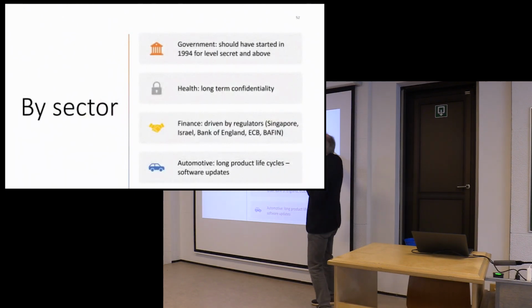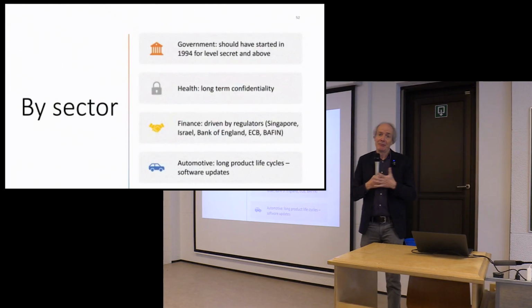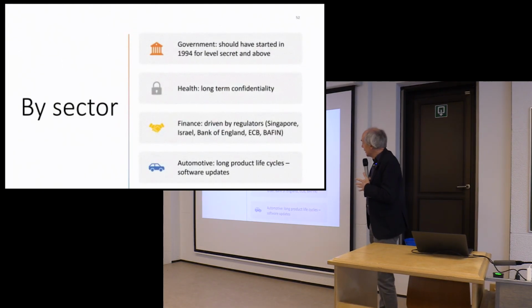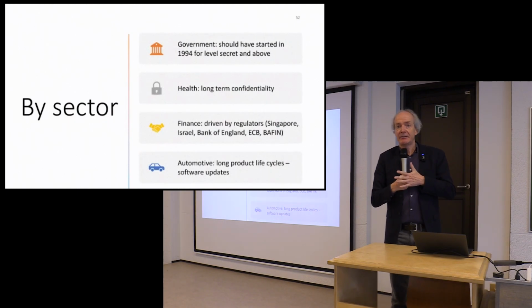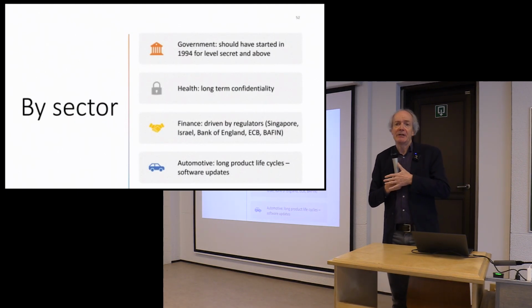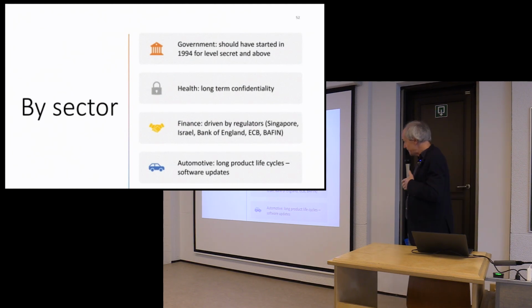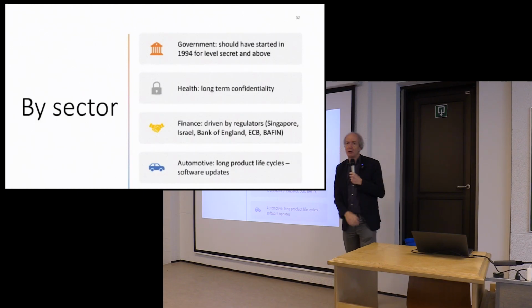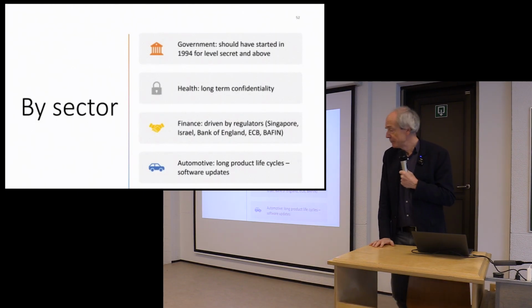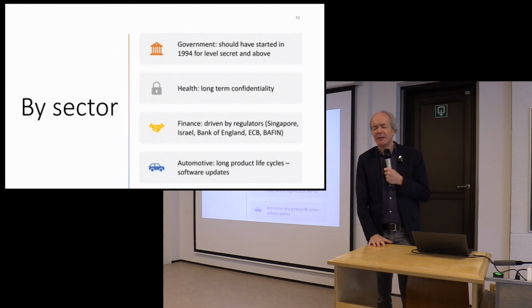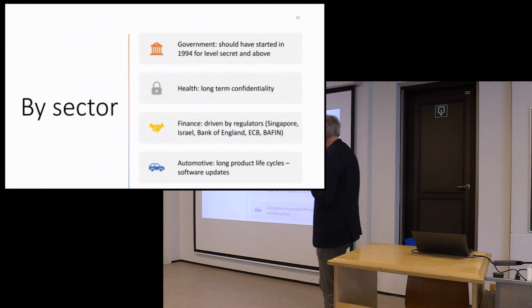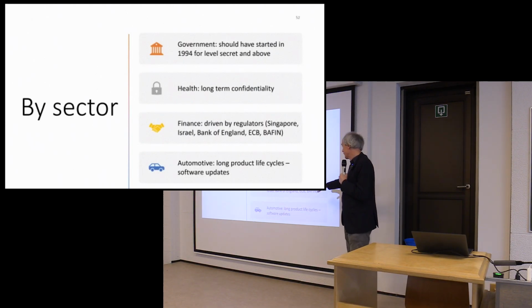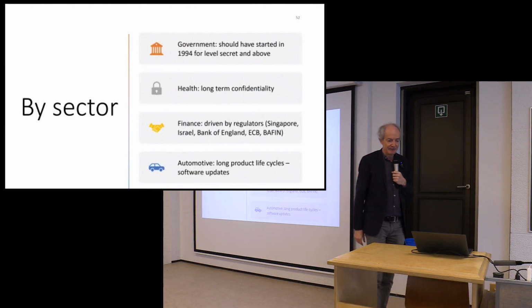So government, as I said, should have started in 1994, so they're actually in big trouble with all the classified data. Healthcare has a very big problem because they have no budgets and they're dealing with ransomware. PQC is a problem for 2035. That's not their problem, although they actually have the most sensitive long-term data. Finance, as I said, is driven by regulators. The Singapore regulator already put some documents out. They even also push people to QKD. Let's keep a minute of silence for the people in Singapore who have to implement QKD to solve real-world problems. But the Israel regulator is there, the Bank of England, ECB, BaFin, as I mentioned.